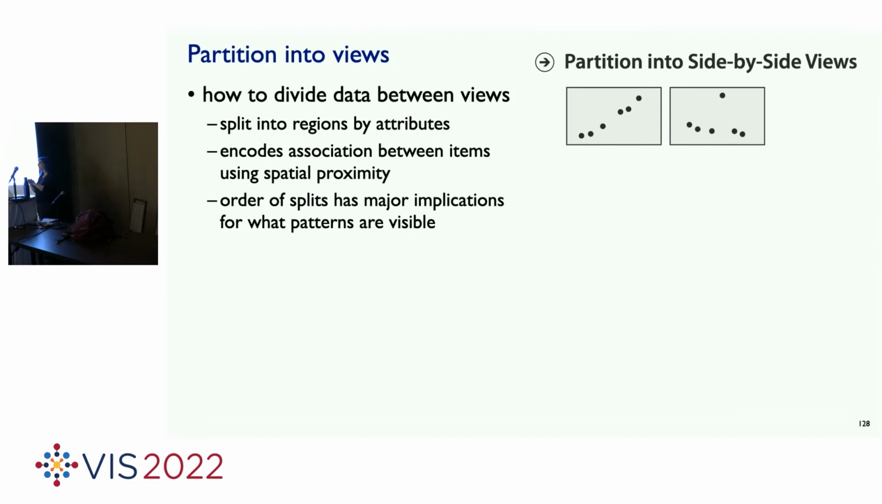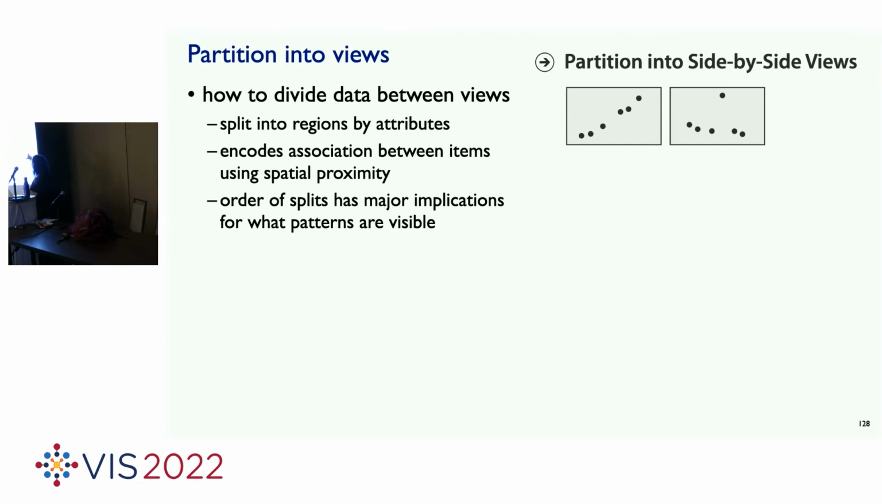So we haven't talked about how do you chop the data up into pieces between the views. How do we partition between views? A very common way to divide data between views is to split into different regions according to the data, according to attributes. And what that means is that you've essentially encoded the association between items using proximity. And when you see 2 views like that, you automatically think that things sharing the same view are closely linked together because that's a property of our perceptual system.